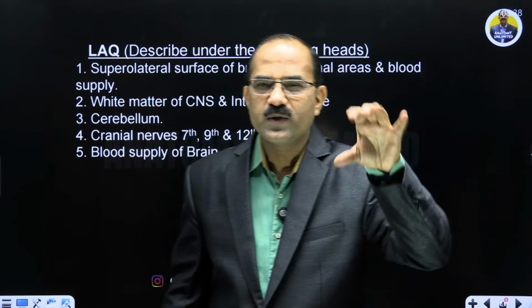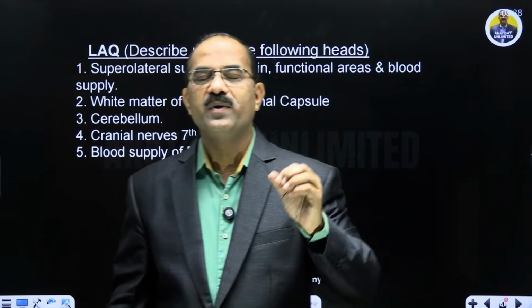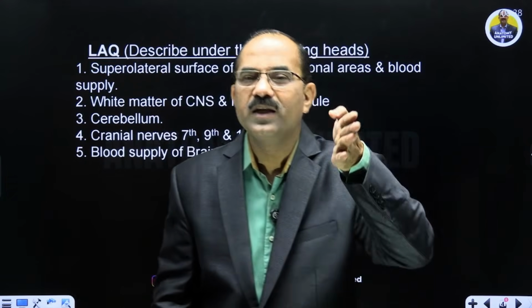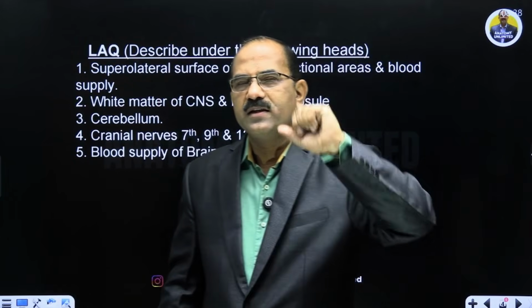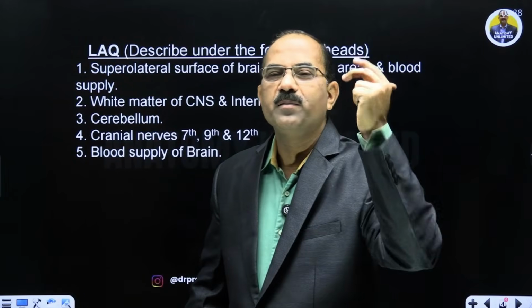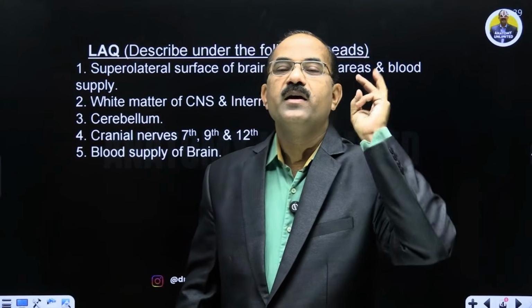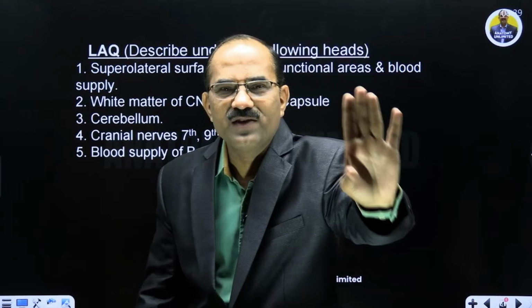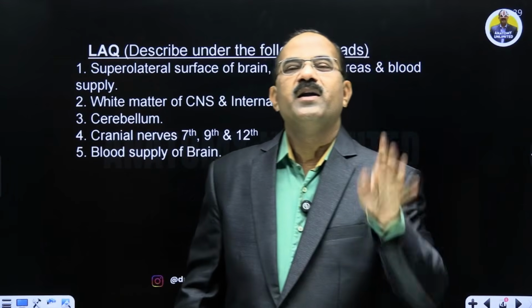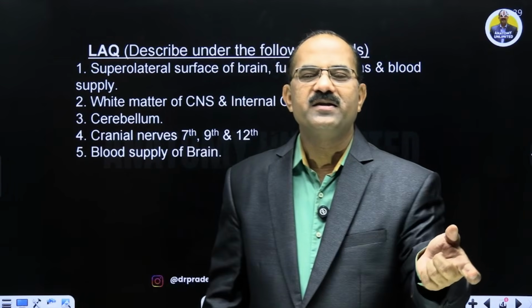Where is the nucleus located? वो diagram draw करना है. Then you have to write about the intracranial course and attachment to the brainstem. तो cranial nerves कैसे लिखोगे? Number 1, functional components. Number 2 is the various nuclei. Number 3 is the intraneural course inside the brain. Number 4, attachment to the brainstem.